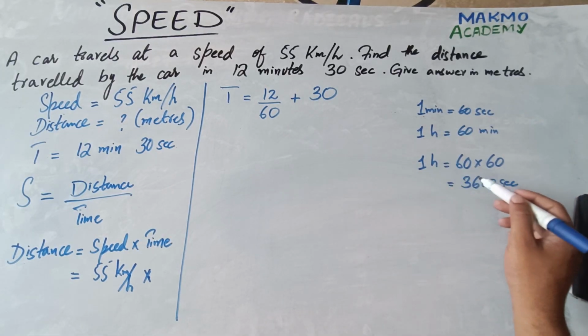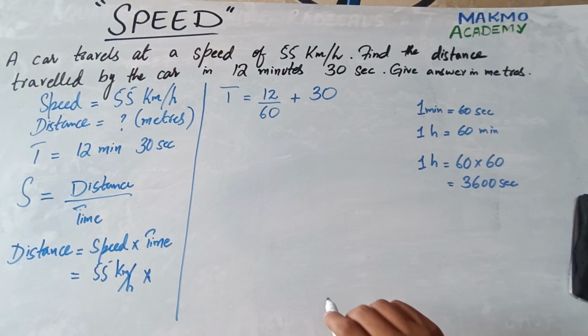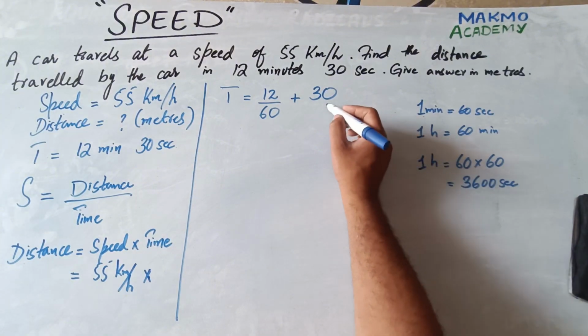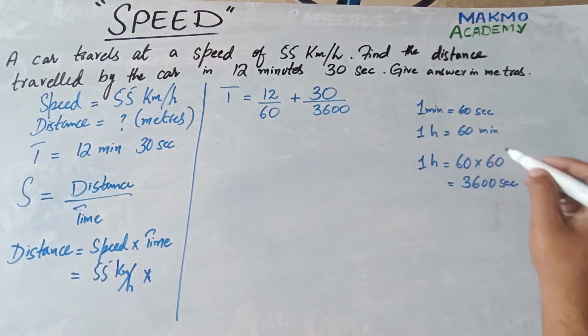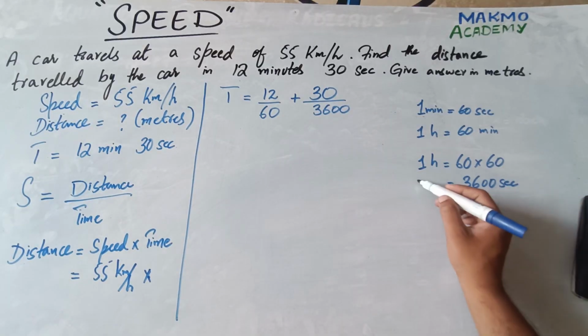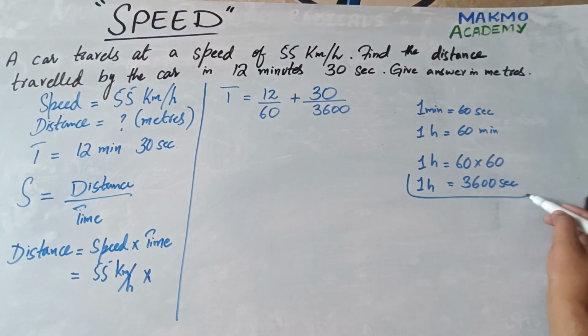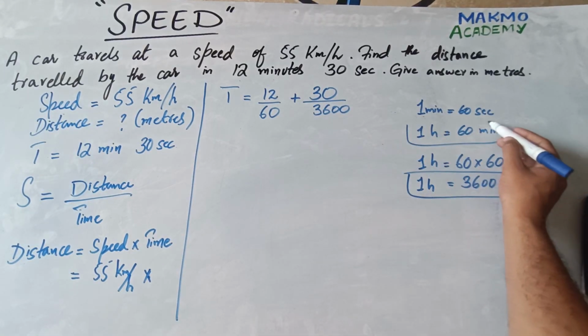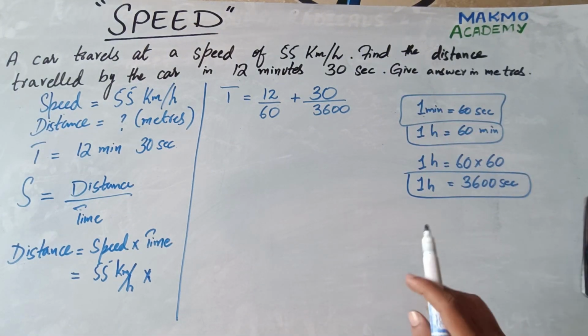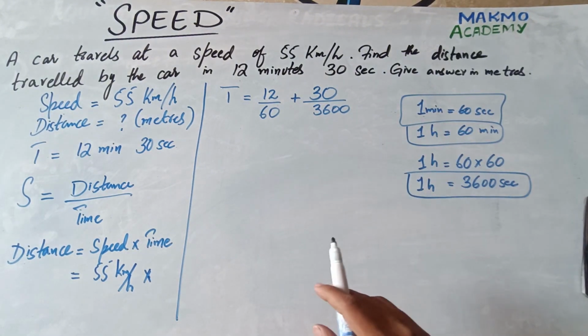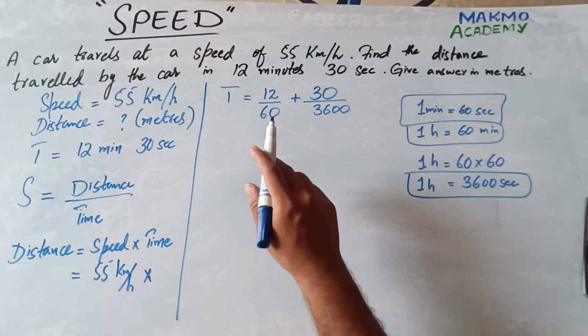So in 1 hour there are 3600 seconds. So if we want to convert seconds into hours, we will divide by 3600. I hope this conversion is very clear. In 1 hour there are 3600 seconds, in 1 hour there are 60 minutes, and in 1 minute there are 60 seconds. These are the conversions. Now if we simplify them, we will get the answer of time in hours.